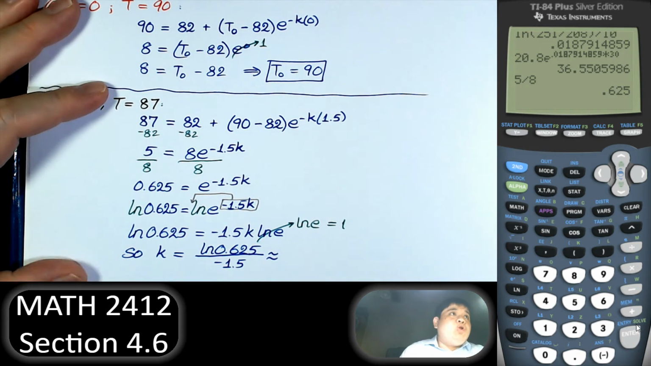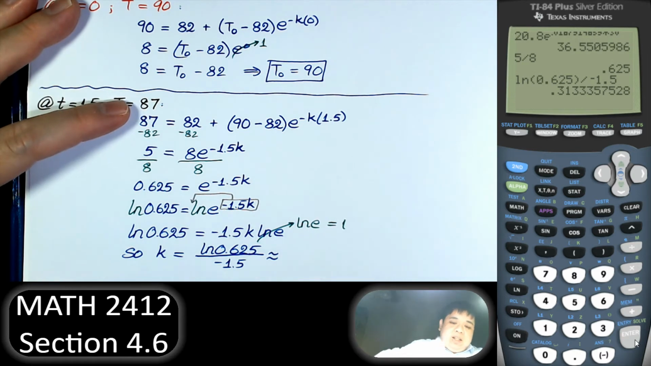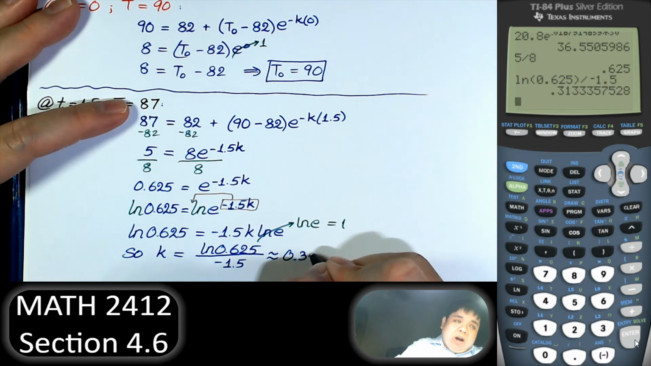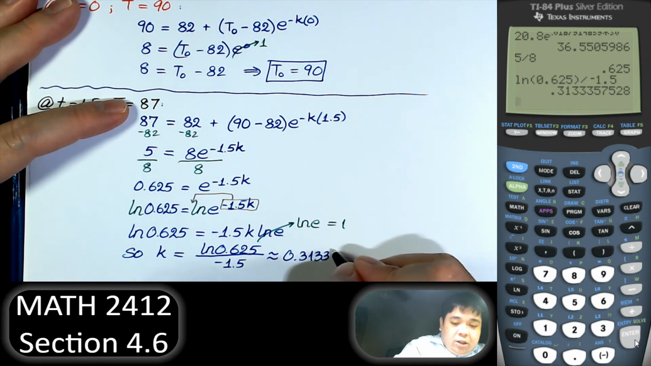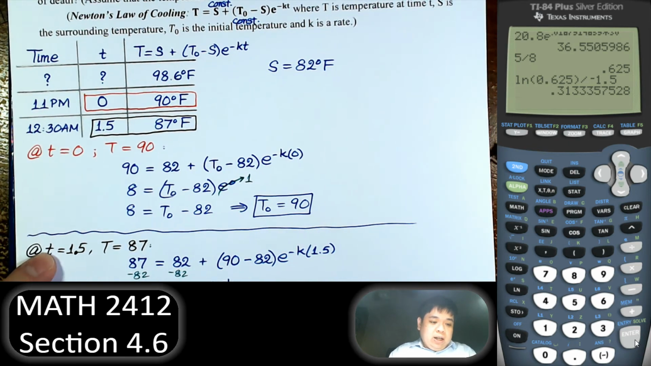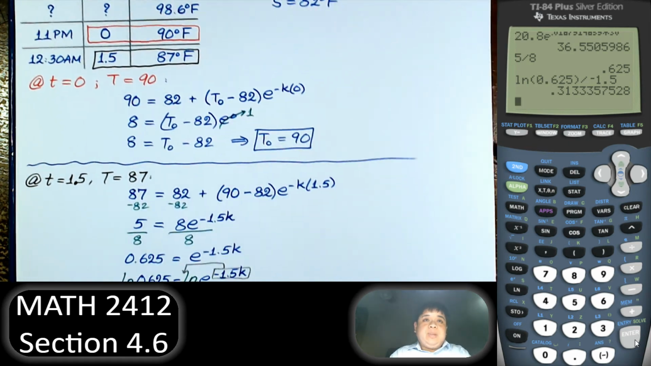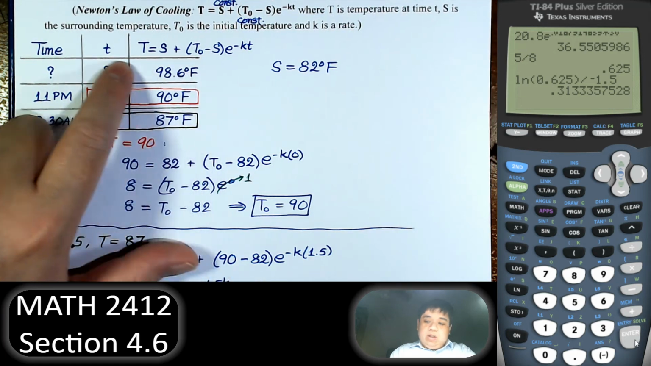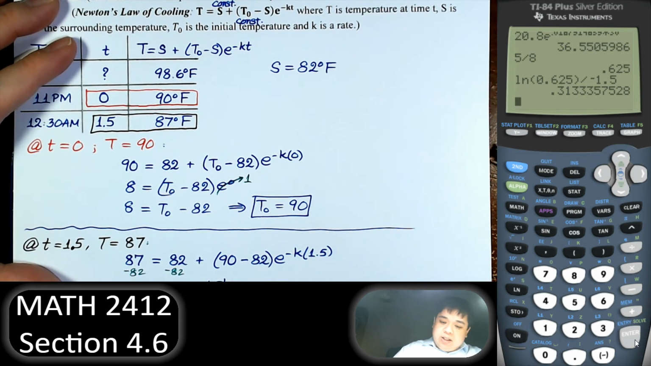I just get an approximation: ln of 0.625 divided by negative 1.5. So the rate here is 0.31336. So that's the second data point we saw for the rate K. And finally, we substitute back into the last part of it.